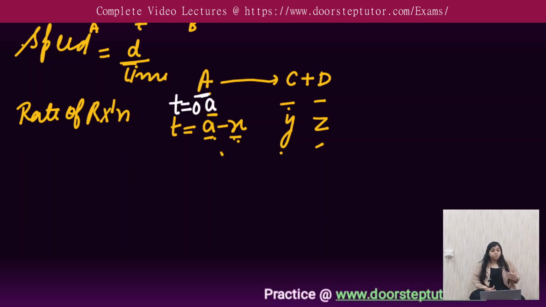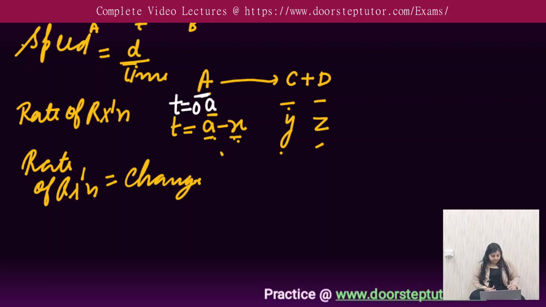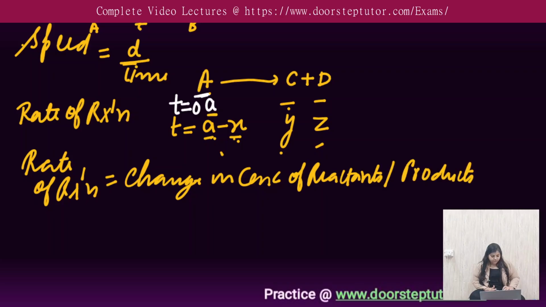While discussing the motion of any particle, it is the distance covered upon the time taken. In a similar way, the rate of the reaction is defined as the change in the concentration upon the time taken. So how do we define the rate? That is the change in the concentration. This may be with respect to the reactants as well as the products. So the change in concentration of the reactants or the products upon the time taken.